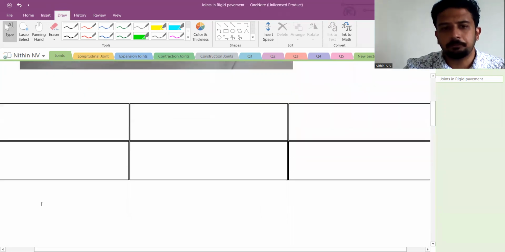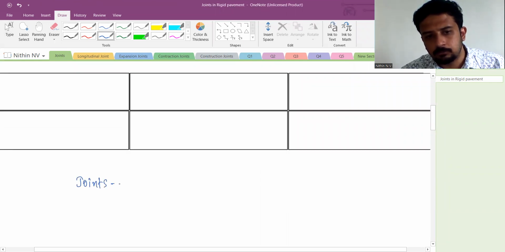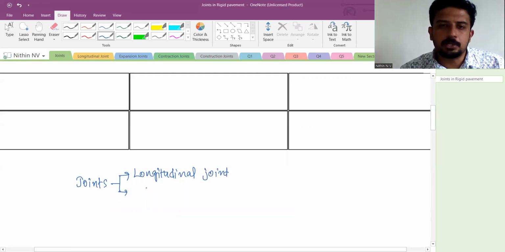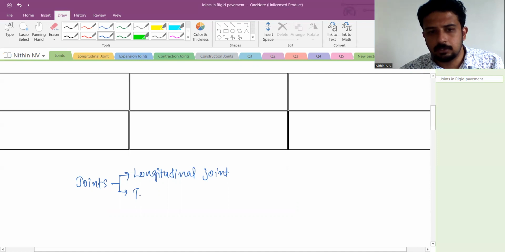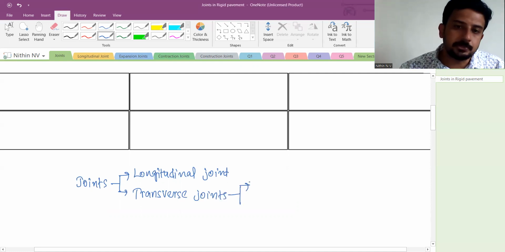So in general, before coming to this particular diagram, I can say the joints are of two types. The joints which are in the longitudinal direction we can call longitudinal joints. And there are some joints in the perpendicular direction also, no? So technically we can call them transverse joints.